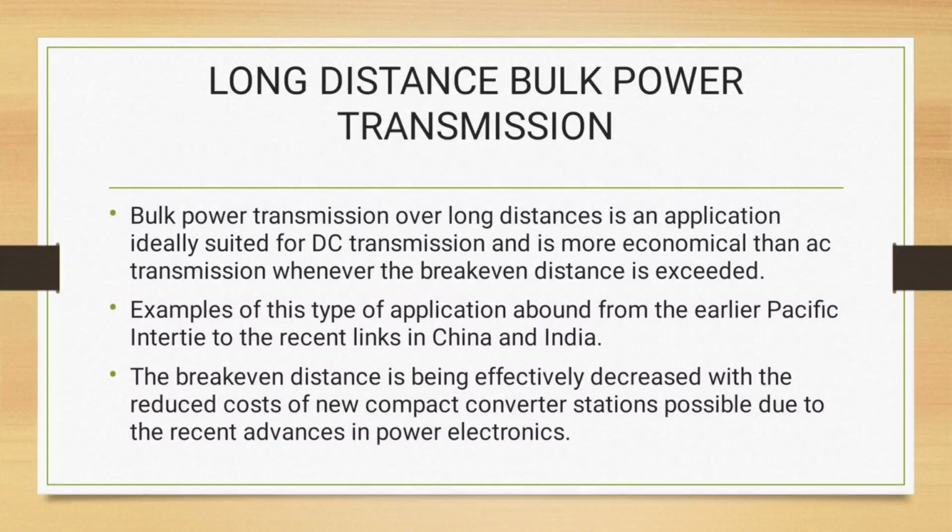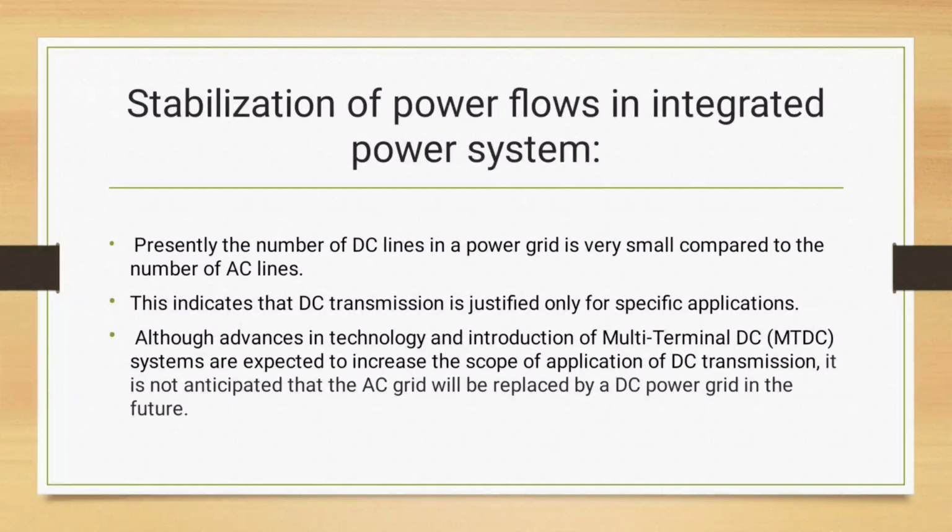Bulk power transmission over long distance is an application ideally suited for direct DC transmission, and it is more economical than AC transmission whenever the break-even distance is exceeded. Examples of this application abound, from the earlier Pacific Intertie to the recent links in China and India. The break-even distance is being effectively decreased with the reduced cost of new compact converter stations, possible due to recent advances in power electronics.